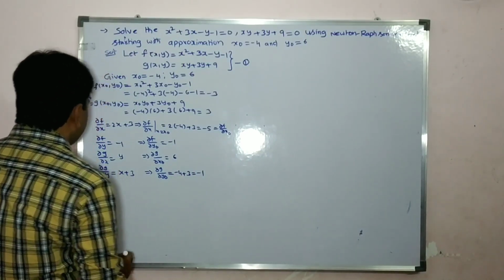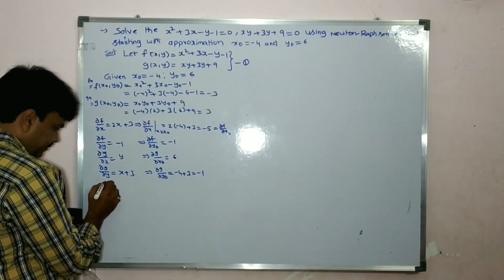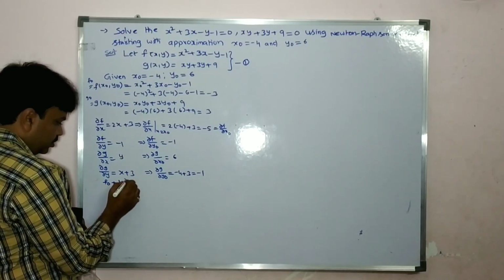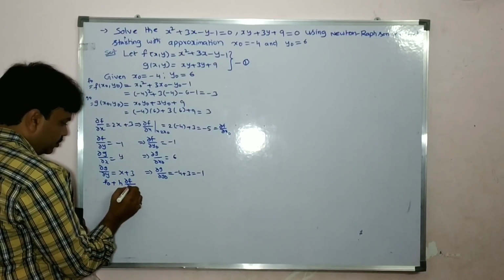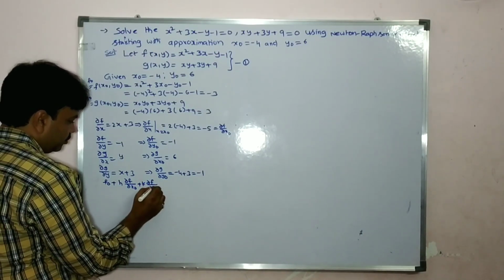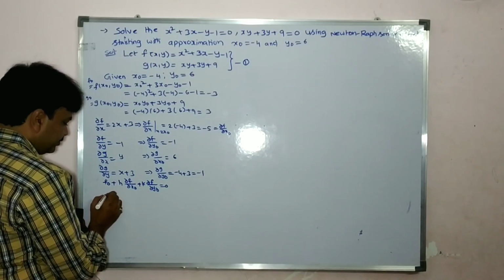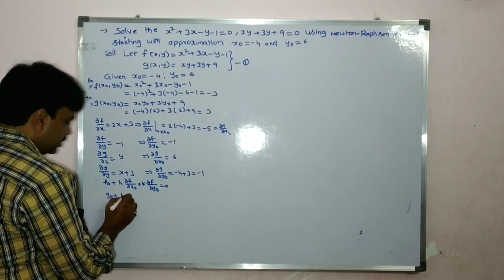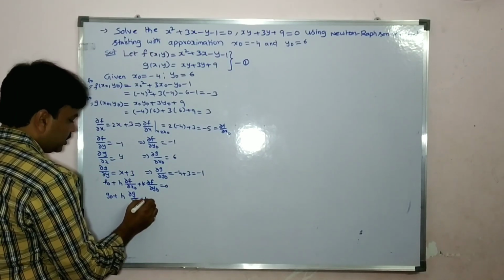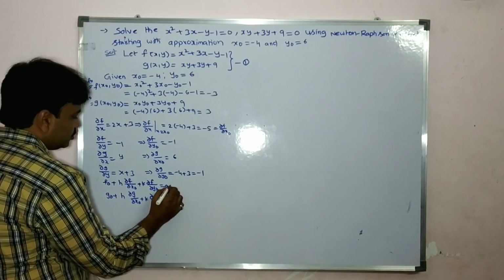Now what are the equations, students? F naught plus h into dou f by dou x naught plus k into dou f by dou y naught is equal to 0. The second equation: g naught plus h into dou g by dou x naught plus k into dou g by dou y naught is equal to 0.